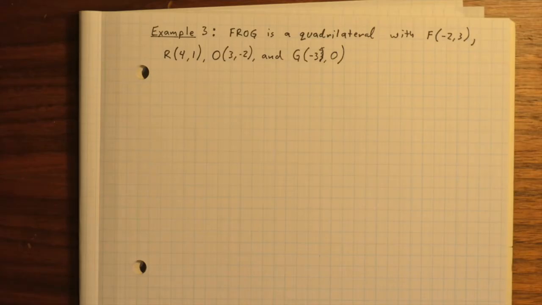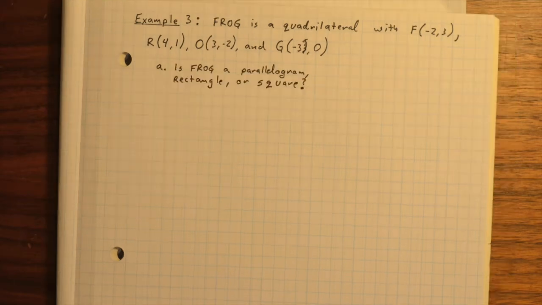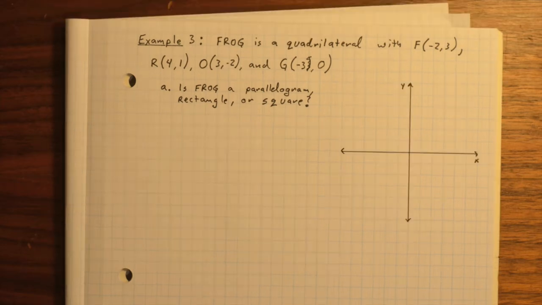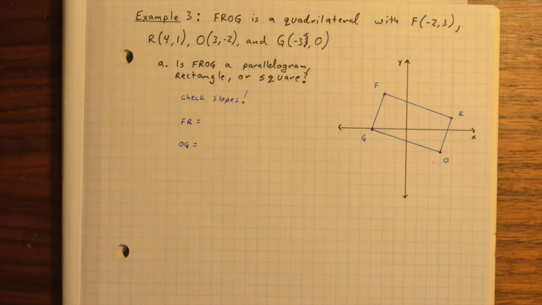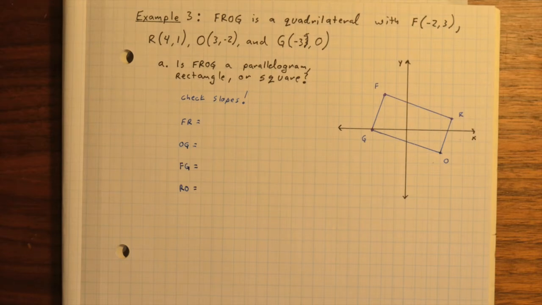Next example, here we've got a quadrilateral, FROG, and we're asked, is it a parallelogram, a rectangle, or a square? So this is kind of a review question, but part B will be a little bit more geared towards chapter 11. So first, let's graph it. Kind of looks like a rectangle, but let's verify, let's check to make sure. We'll use slopes. So slope of FR and OG, and FG and RO.